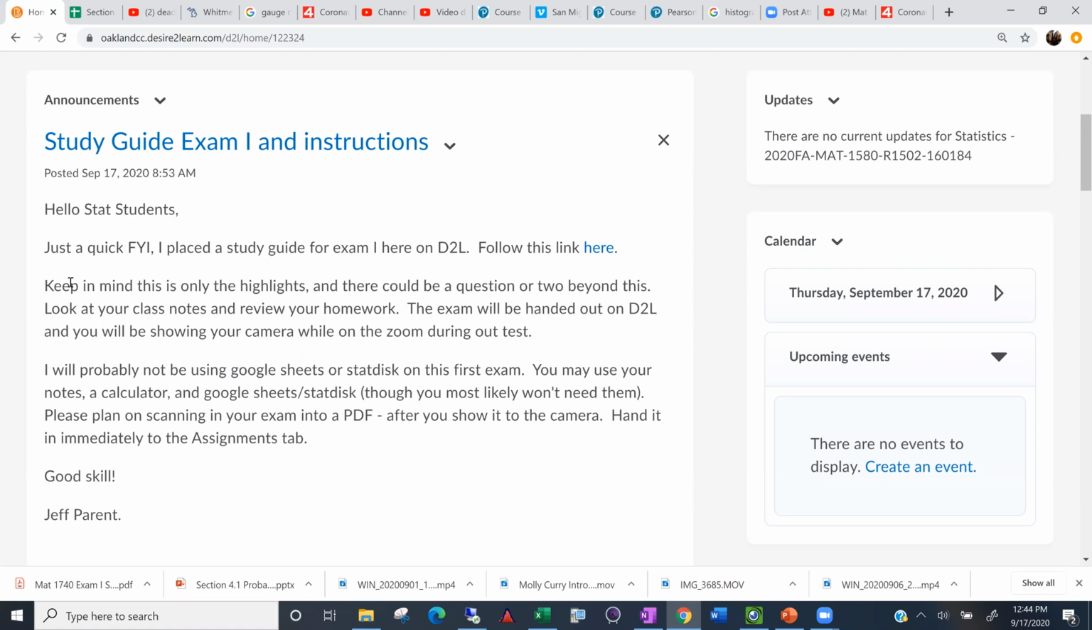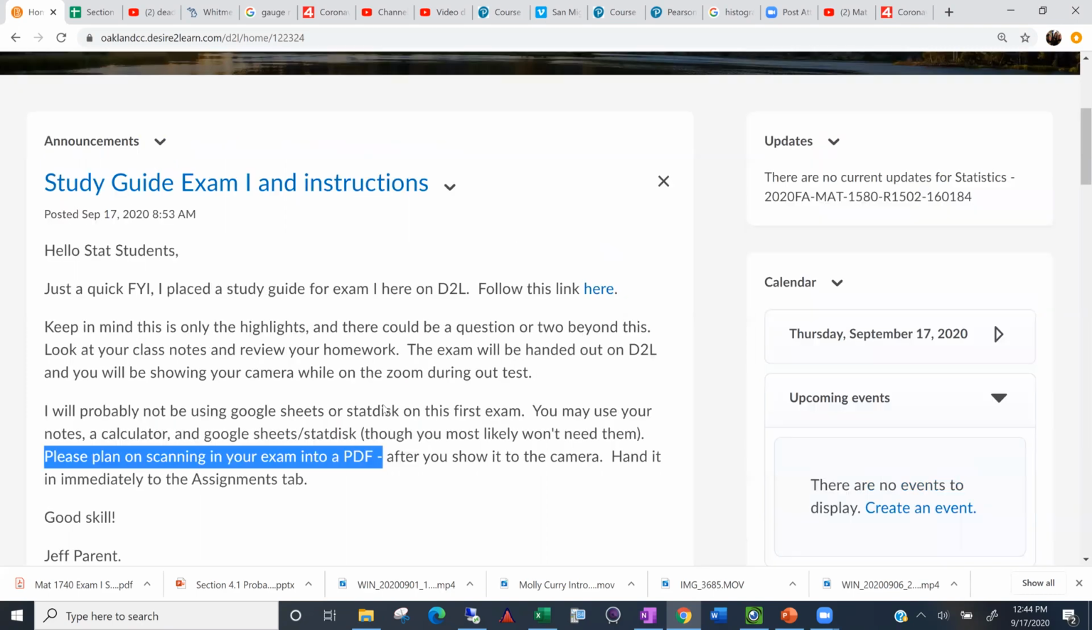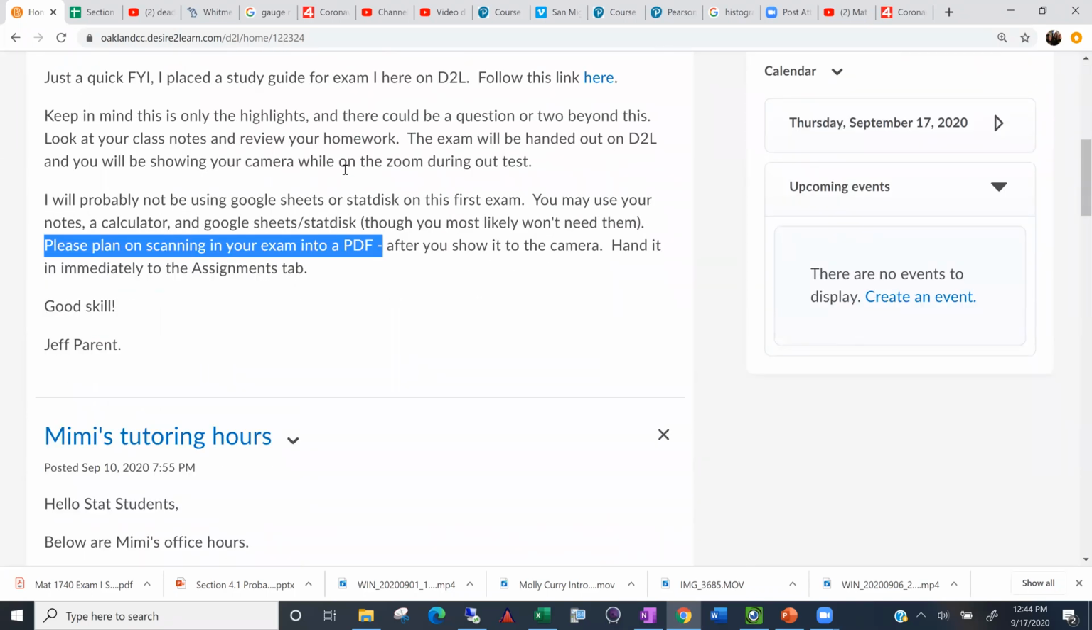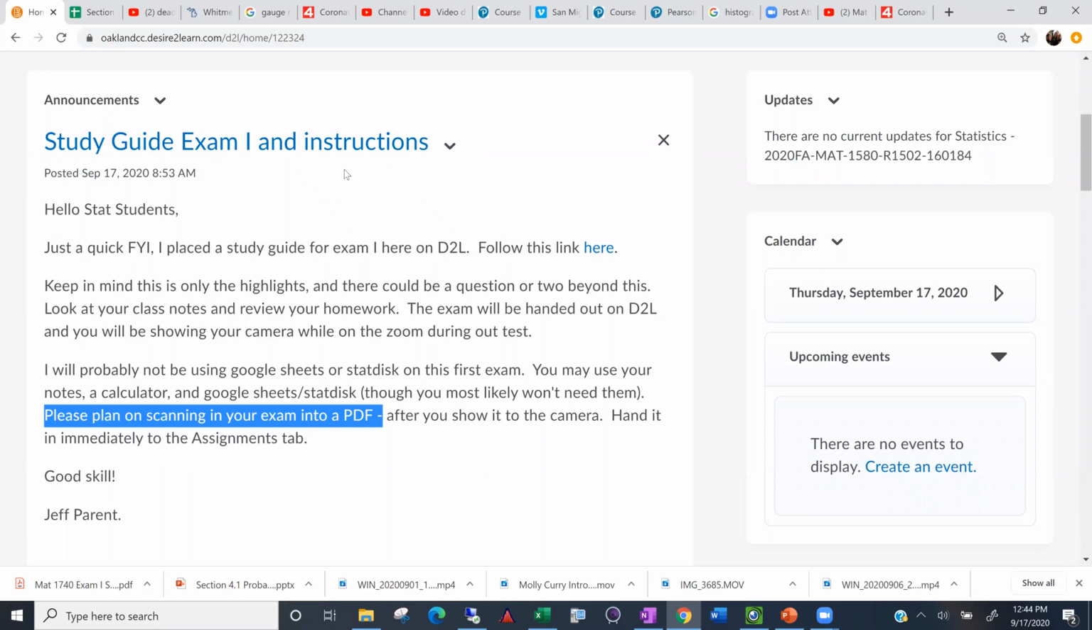Now, if you've got a printer, you can print off the exam and just write right on the exam. When you're done, I want you to scan that into a PDF file and load it into the Assignments tab. You'll see a spot for exam 1. Before you scan it in, what I want you to do is show the camera what you've got on your test, because I'll be recording, so just kind of politely, not too fast, not too slow, just show me each page of your test. That'd be great.